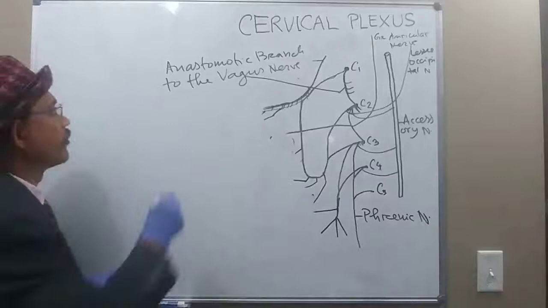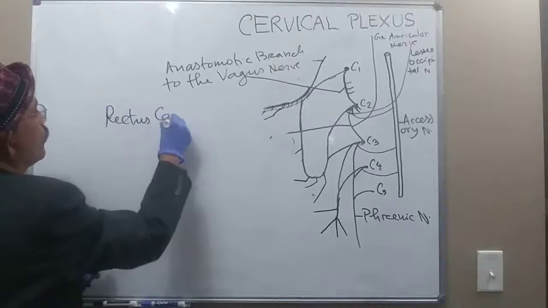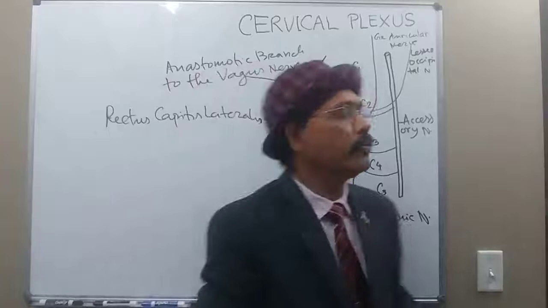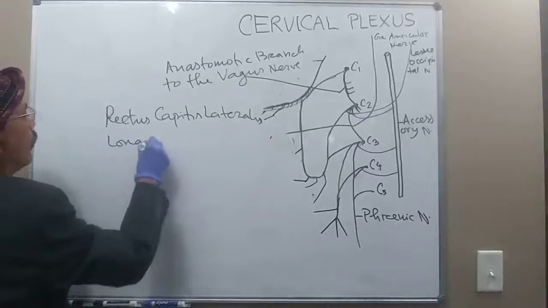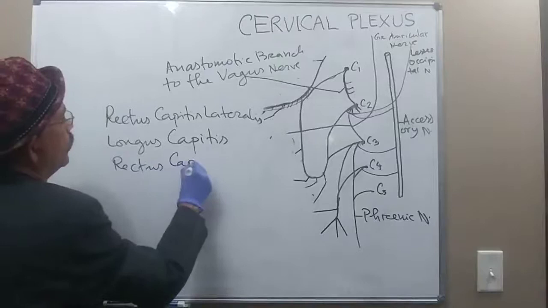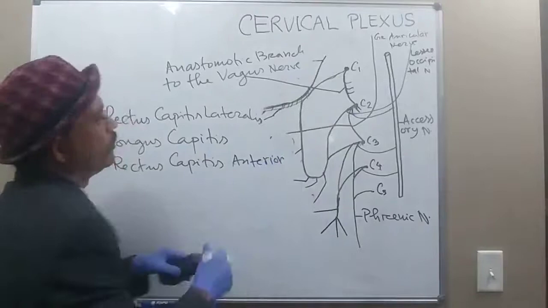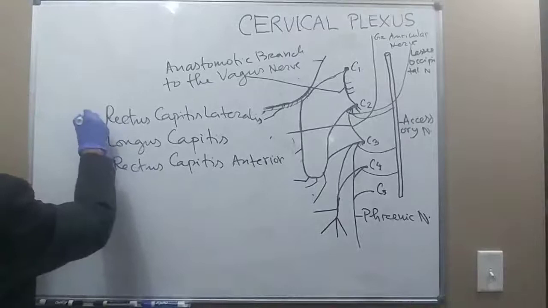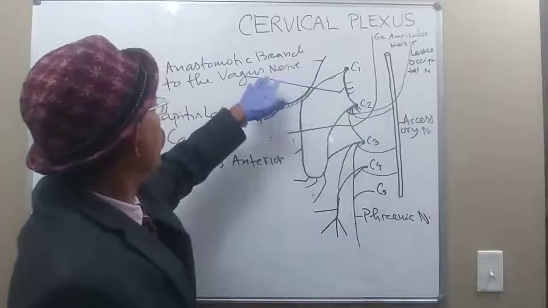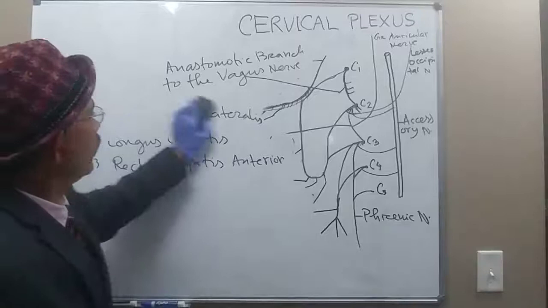These three are the rectus capitis lateralis. Then we have the longus capitis, from this loop C1 to C2. Then we get rectus capitis anterior. So these three, 1, 2, 3, rectus capitis lateralis, longus capitis, rectus capitis anterior, and this is another twig going to communicate with the vagus nerve.